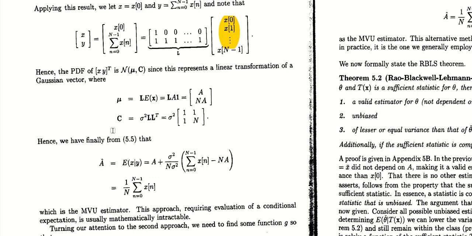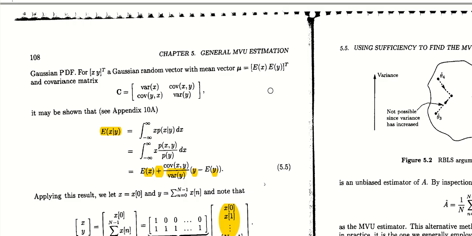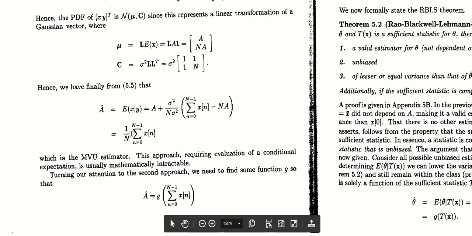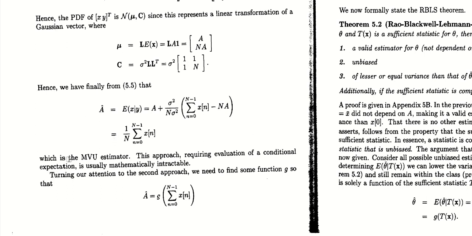You calculate x and y and mu and C, then you use this and this to obtain the expectation of x conditioned on y, and then eventually you get A hat equal to this. That is the MVU. But this approach requires evaluation of a conditional expectation. Of course, we are using this DC level as an example, but it's usually difficult if you have other formats of the signal model.